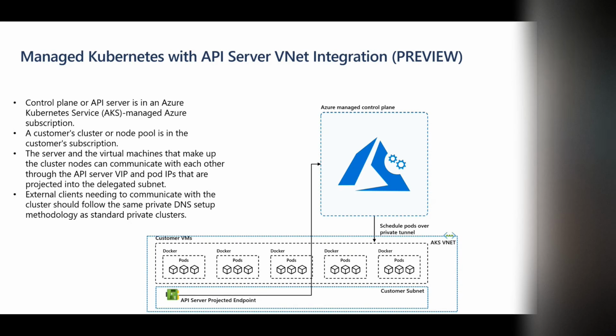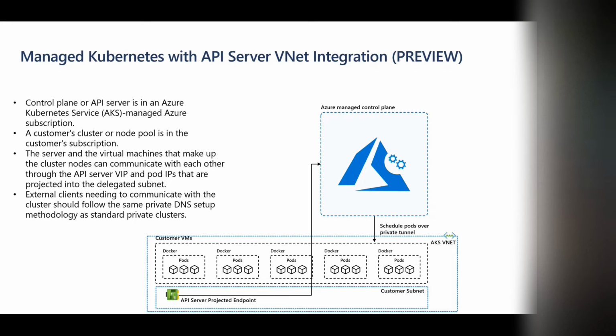The second subnet, which is a delegated subnet to the API server, will have the projected endpoint of the API server. Okay, so there's no need to do a private endpoint or anything, and that's how you will access it.